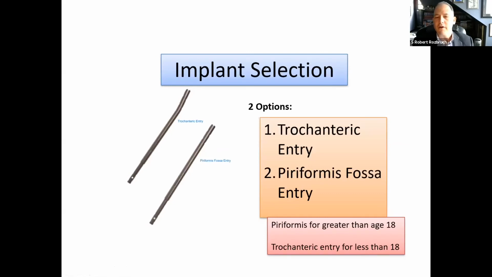I use the trochanteric entry for patients under the age of 18, and we use the piriformis entry for adult patients. The reason for using the trochanteric entry in younger patients is to prevent any injury to the blood supply of the femoral head and avoid any complications.